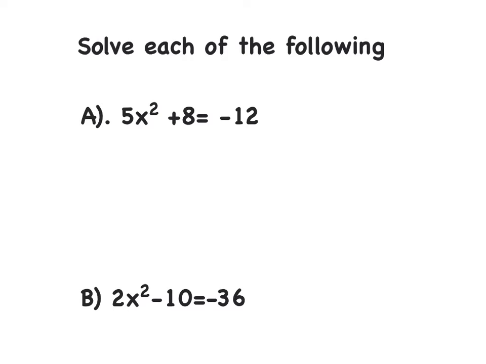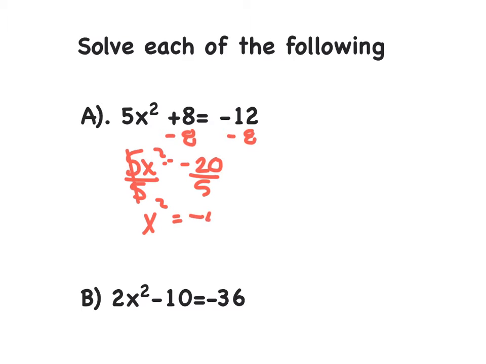Okay, the next piece says solve each of the following. So A, 5x squared plus 8 equals negative 12. So I need to solve for x. My goal is to get that x by itself because there's only one x. The first thing I'm going to do is subtract over that 8. So I've got 5x squared equals negative 20. I'm going to divide by 5, so I'll divide that out, divide this out. I get x squared equals negative 4.